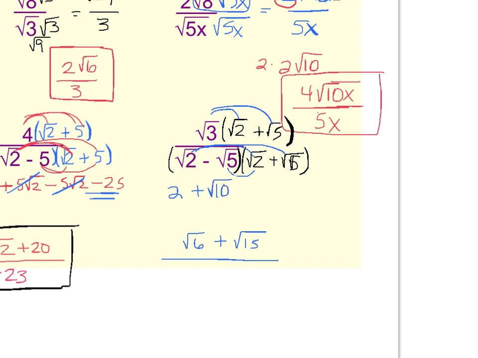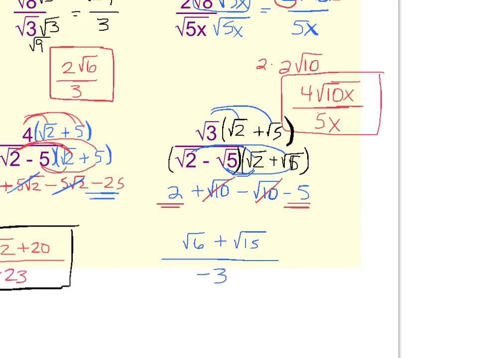Square root of 10. Alright, this is a negative square root of 5 times the square root of 2, so minus the square root of 10. And then square root of 5 times square root of 5 is just a 5, but because one was negative and one was positive, it's a minus 5. So here we can see square root of 10 minus the square root of 10 cancels out. So you're left with just 2 minus 5, and 2 minus 5 is a negative 3.